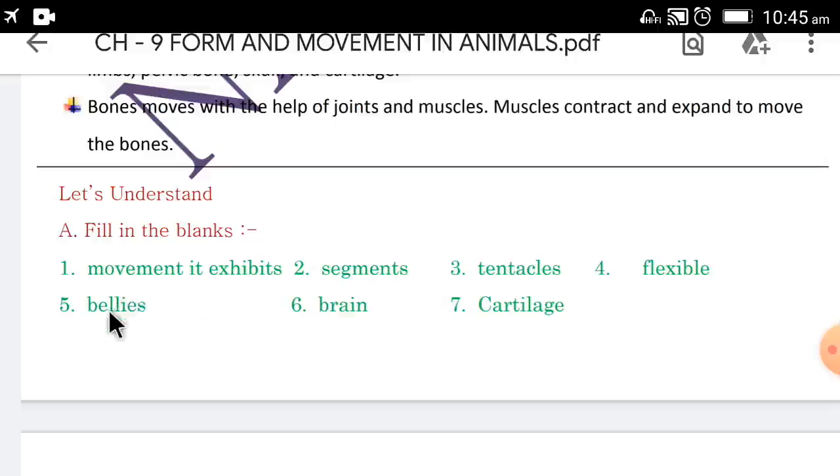Let's see the next. Fifth one, snakes move by crawling on their bellies. Sixth, the skull protects the brain from injury. The ends of the bones are covered with dash. The answer is cartilage.